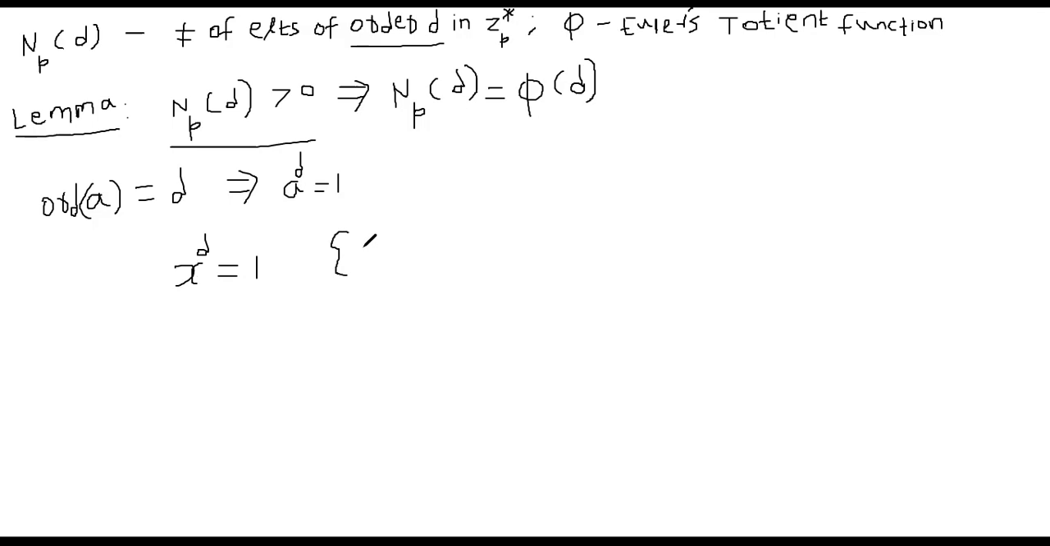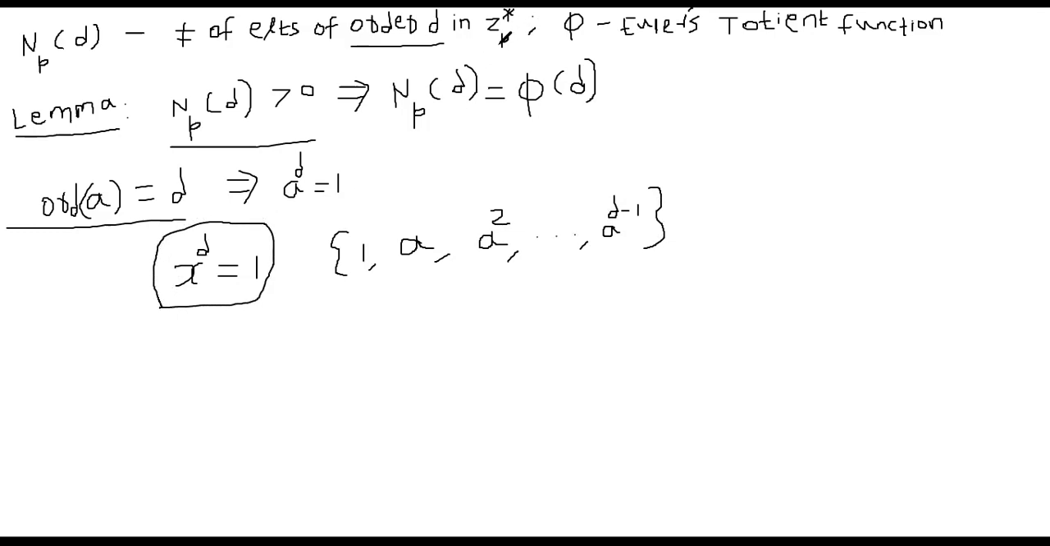If you put x equal to 1, 1 power d is 1, obvious. So let me write the set of all solutions: 1. a is a solution because a power d is 1, right? That's what order of a being d means. If a is a solution, a square will also be a solution because if you put x equal to a square, power d means a power d, squared. a power d is 1, therefore a square is also a solution. All the way until a power d minus 1. Right? These are all the possible solutions for this polynomial x power d equal to 1 in Z star p.